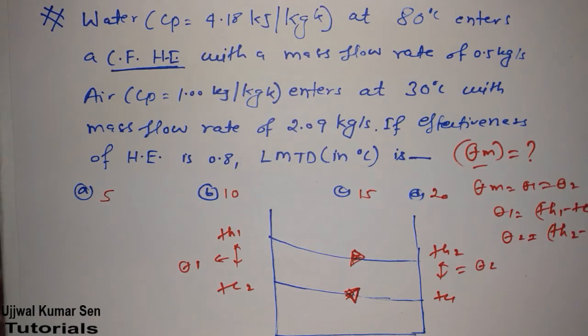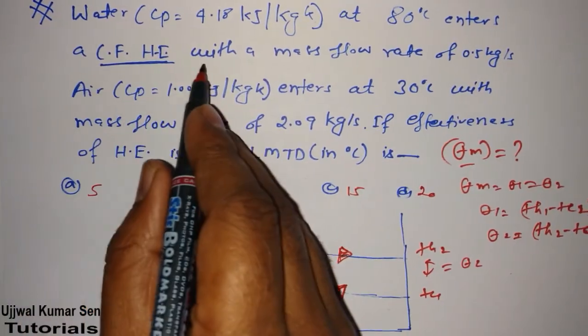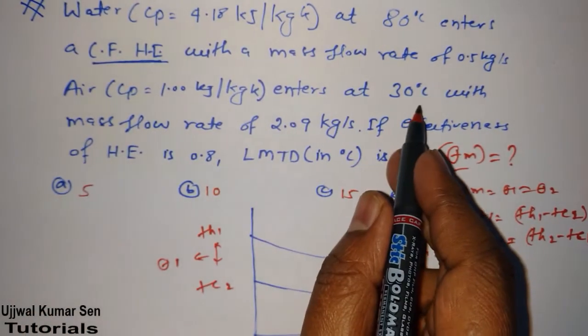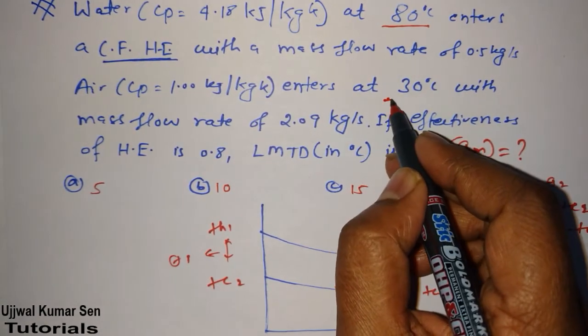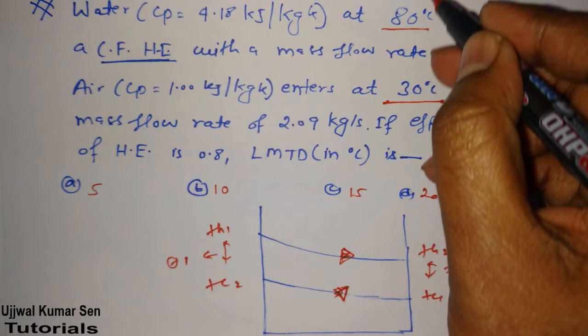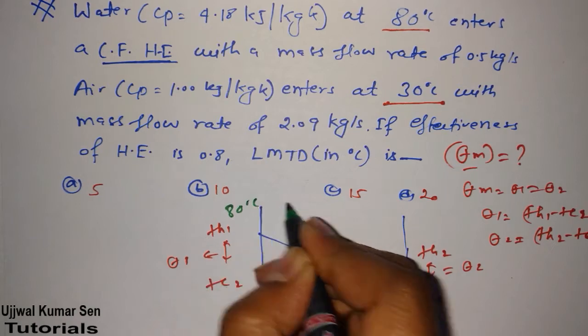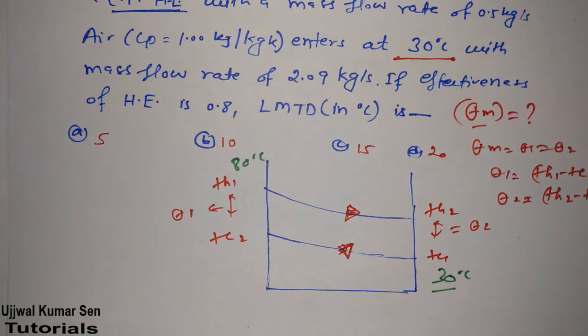Now let's go for the numerical problem. The question says that water at 80 degrees centigrade enters a counterflow heat exchanger with a given mass flow rate, and air enters at a given temperature. If water enters at this temperature and air enters at that temperature, automatically we can say which one is the hot fluid and which one is the cold fluid. Definitely the hot fluid is water and the cold fluid is air. So the hot fluid is at 80 degrees centigrade and the cold fluid is at 30 degrees centigrade. Got it? Now we have these two values.